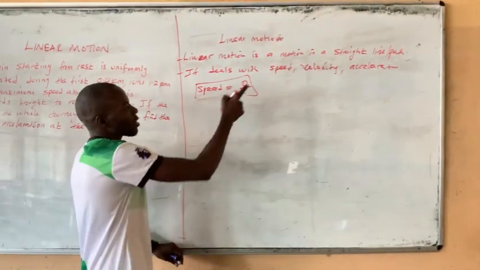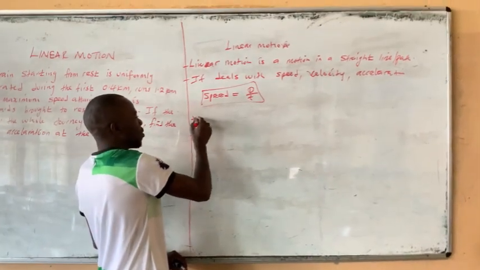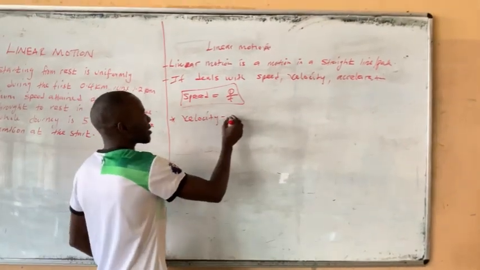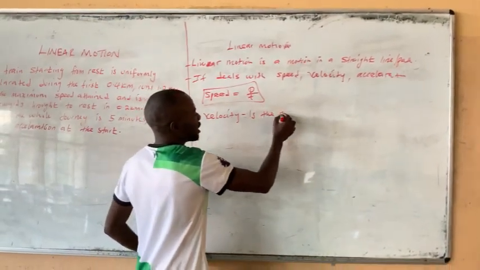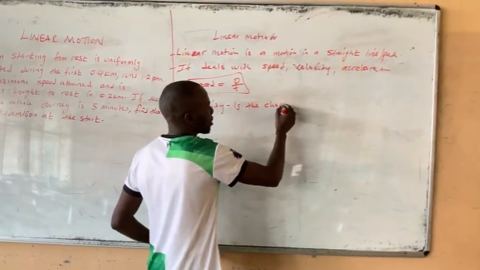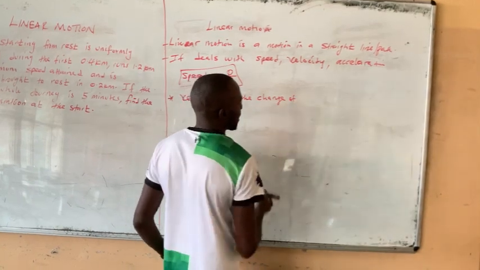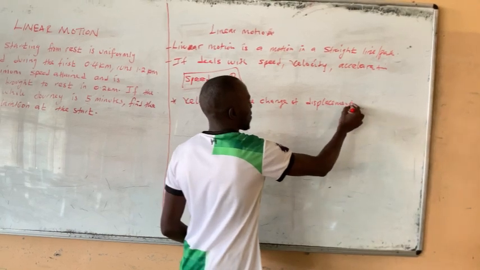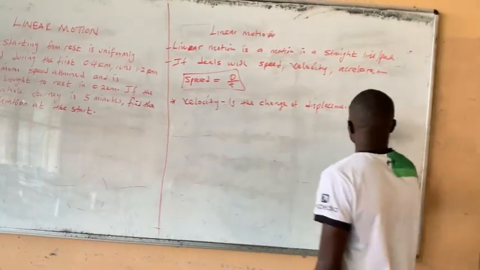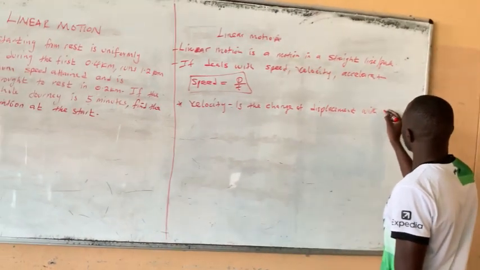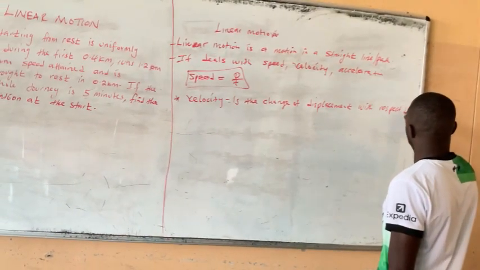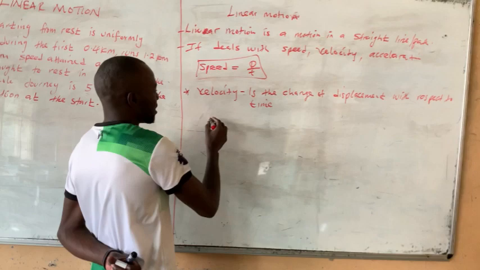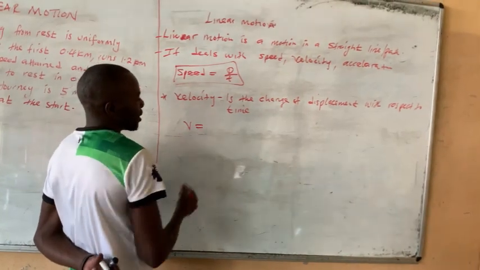This is basically the formula for speed. Quickly, now let's come to velocity. Velocity is the change of displacement with respect to time. So velocity is equal to displacement over time.